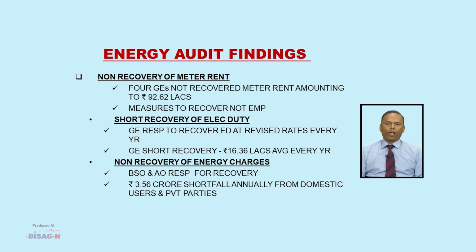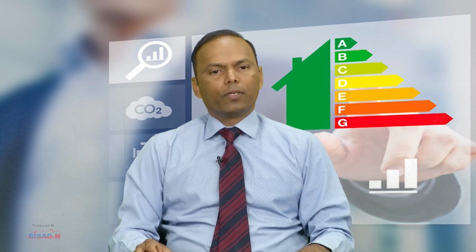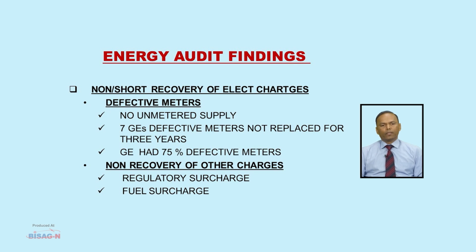3.56 crore shortfall annually from the domestic users and the private parties. Coming to the defective meters, there should be no unmetered supply, it has to be ensured. 7 Gs did not replace defective meters for 3 years. Almost 75% of one of the garrisons had all defective meters. So, that has again led to non-recovery of electrical charges. Regulatory surcharge and fuel surcharge are some issues one must keep in mind, and they can lead to tariff and other charges savings to the tune of crores.